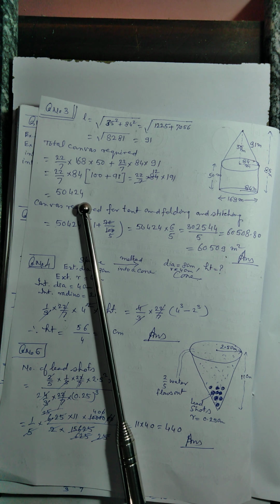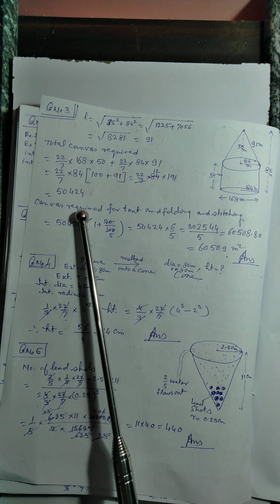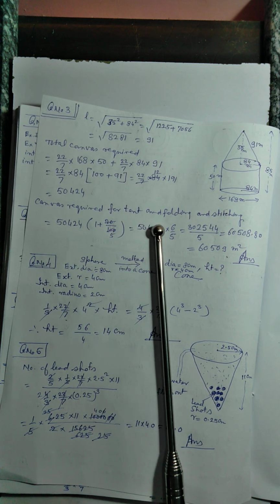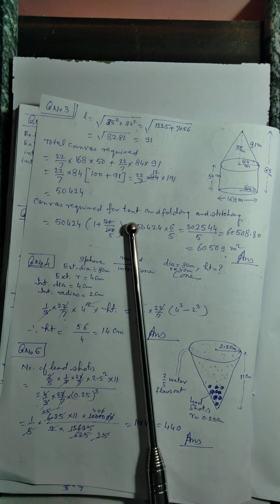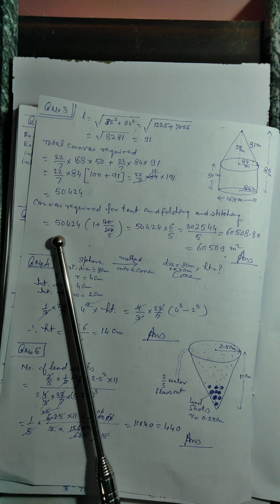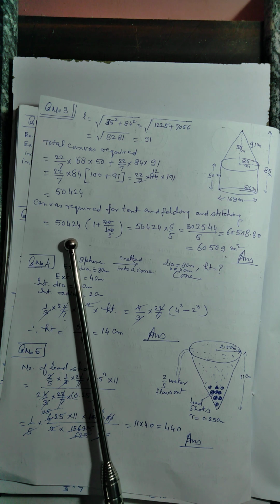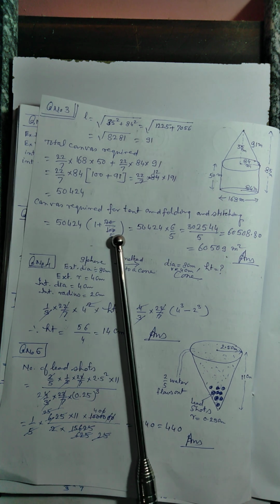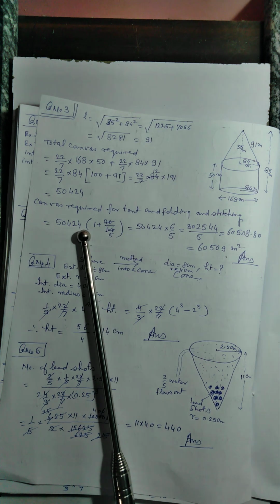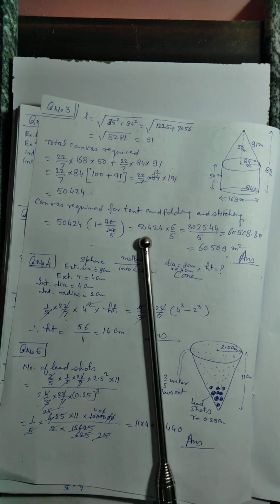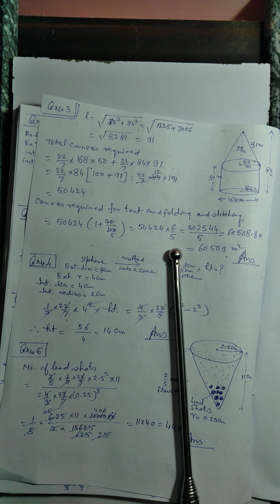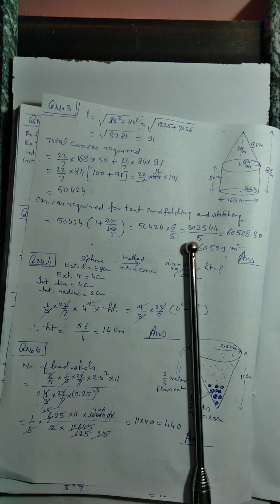50,424 canvas. But it is mentioned that canvas is required for folding and stitching along with the tent. So total canvas required will be 50,424. In the bracket I have written 1 plus 20 by 100, that is 1 by 5. 5 plus 1, 6. So 50,424 into 6 by 5. It will be equal to 60,509.